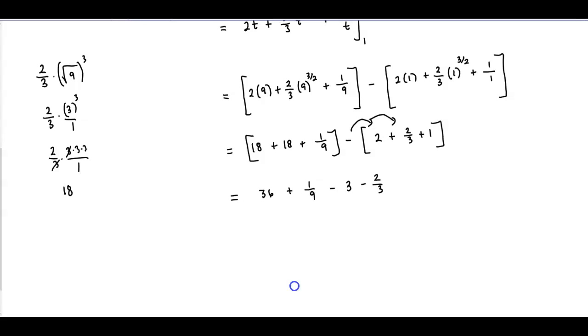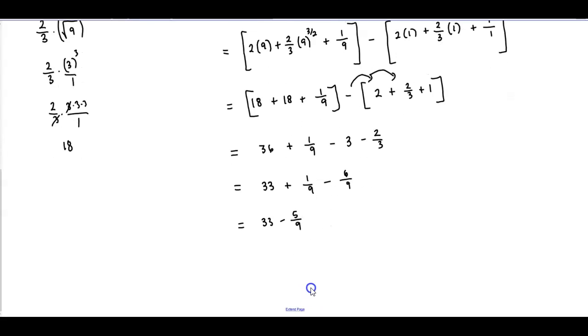Okay, so let's combine like terms here. So we have 36 minus 3, which is 33. And we have a common denominator of 9. So this is minus 6/9. So we have 33 minus 5/9, which gives us the following. So it gives us an area of either 32.4 as a decimal or as a mixed number 32 and 4/9.